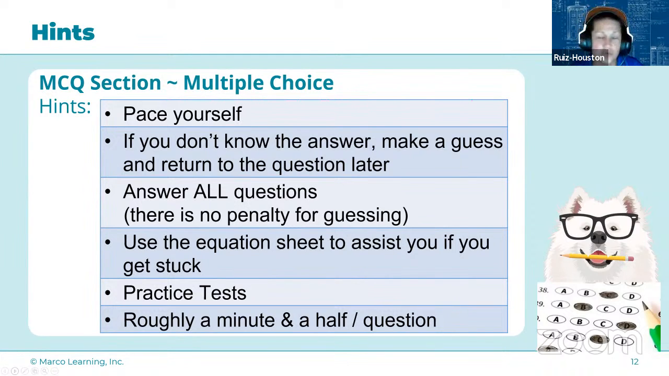Okay? When you're truly stuck, go back to that beautiful equation sheet. I told you there's a lot there to help you. And practice, practice, practice. All these practice tests and questions you've been doing your whole year are going to come back and they're going to help.